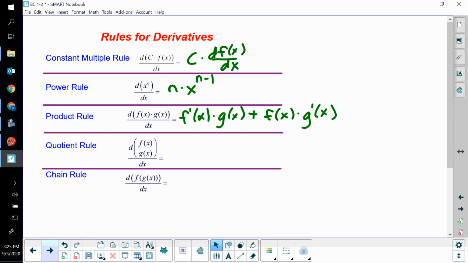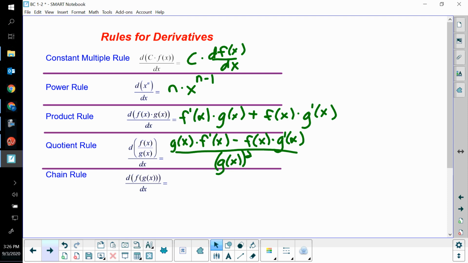The quotient rule. The first part should have the regular of the denominator and derivative of the numerator, minus regular of the numerator and derivative of the denominator, all over the denominator squared.